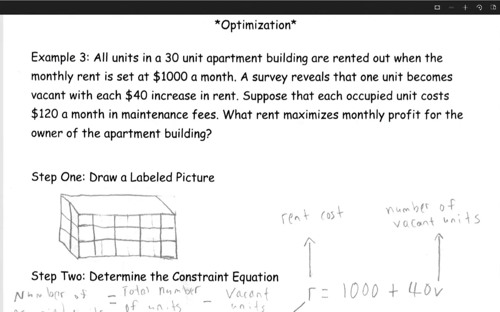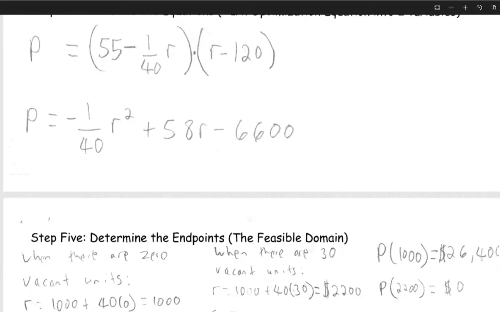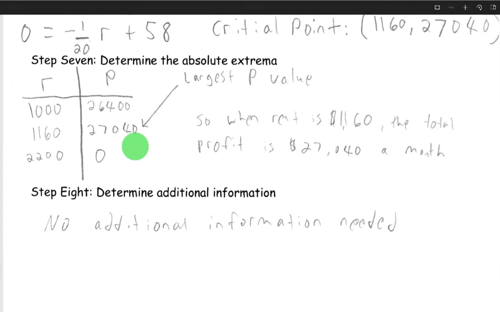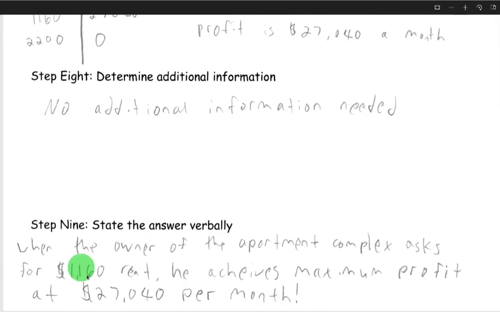Going to the last example, we kind of skipped over step 8 because we didn't need any additional information. We determined that if we charged $1,160 for rent, we would make a maximum profit of $27,040 per month. So that's what we're going to say in our answer for step 9. When the owner of the apartment complex asks for $1,160 in rent, he or she achieves a maximum profit of $27,040 per month.